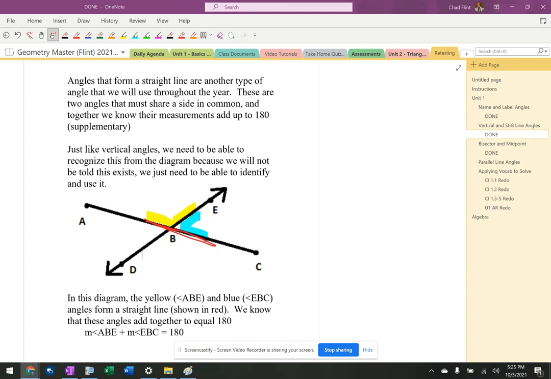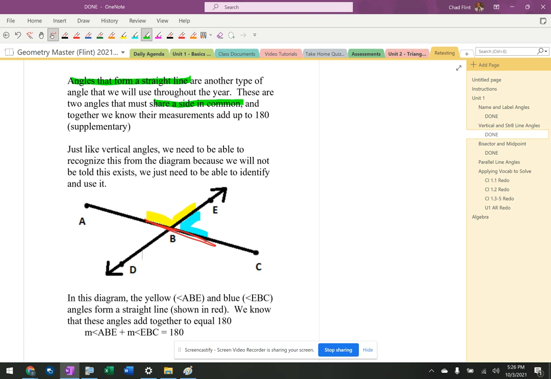So there's the vertical angles I just talked about, and then there's these angles right here, which are angles that form a straight line. Now, they're called linear pairs sometimes, but I like to just stick with angles that form a straight line, because sometimes there might be three angles that all together form a straight line. So no matter what, we have to be able to look at this. If they do this, they have to share a side in common, all right?